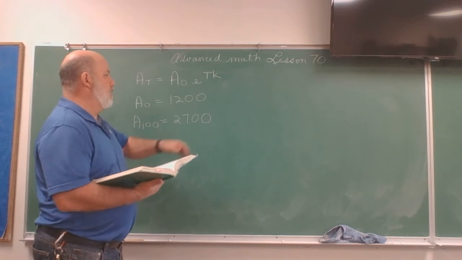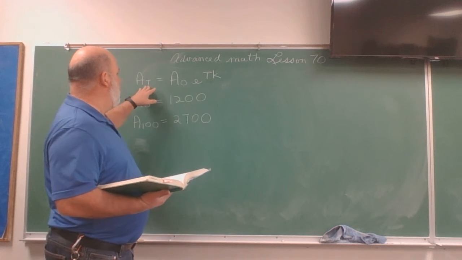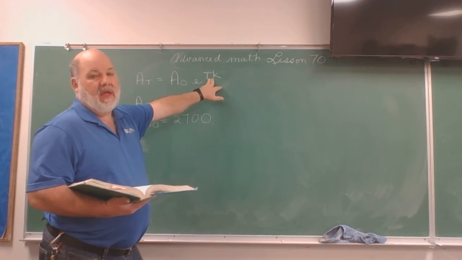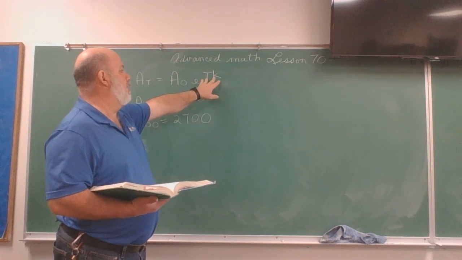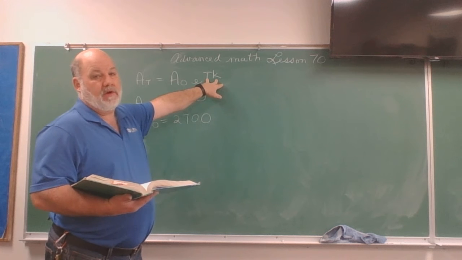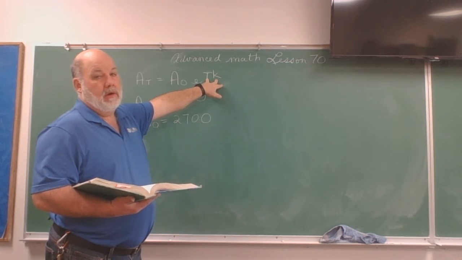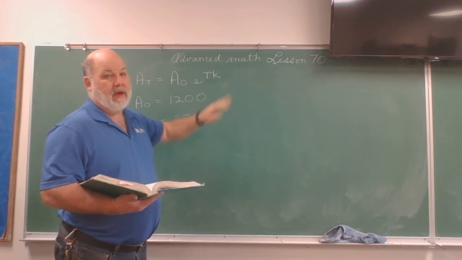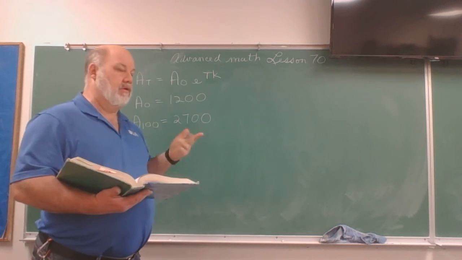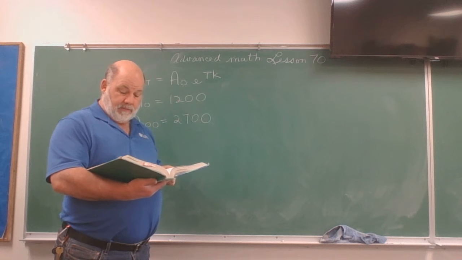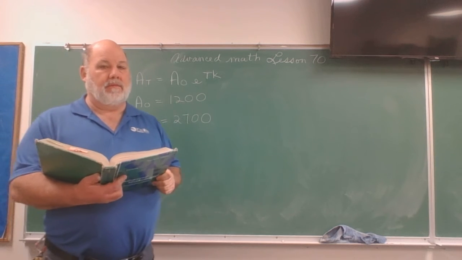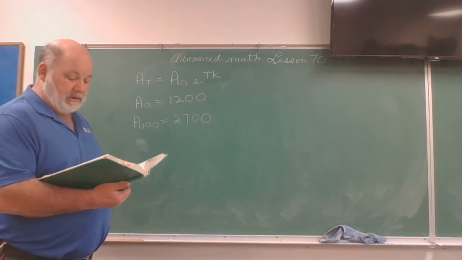First of all, in the formula, when the book has A sub t equals A sub 0 e to the tk, they have kt. It does not matter which of these goes first, whether you have t for time or k for the constant. They're multiplied, so order doesn't matter. You can switch them back and forth. Also, there's a difference in this second problem that will become apparent in a moment. Let's just look right at it.